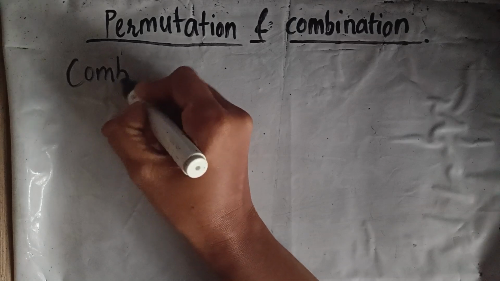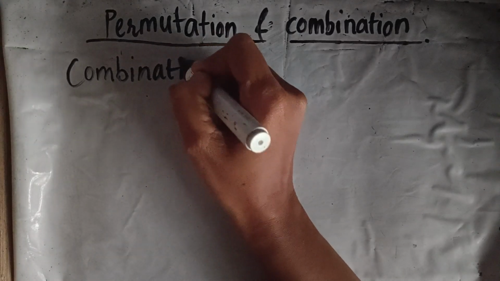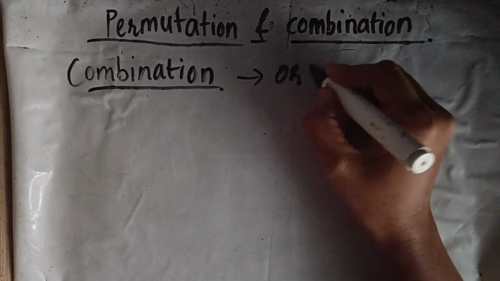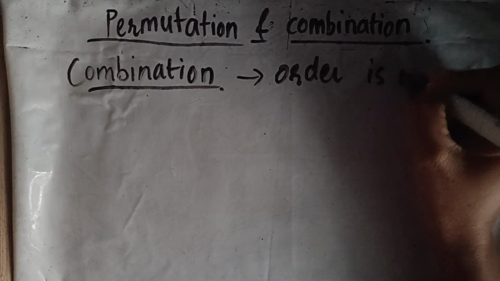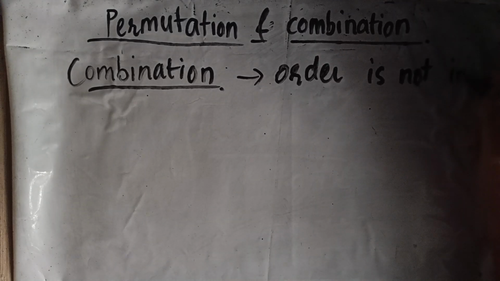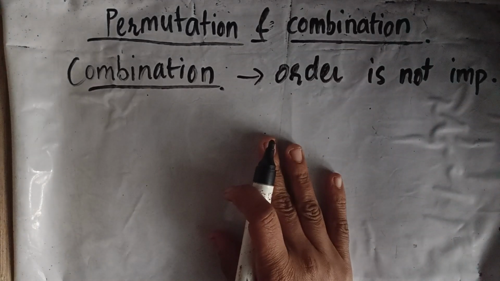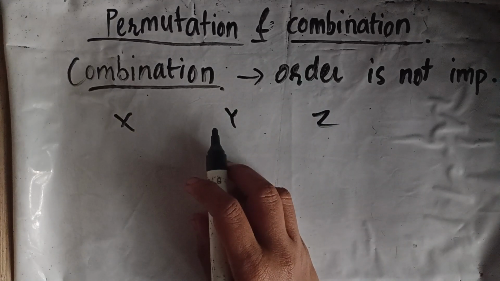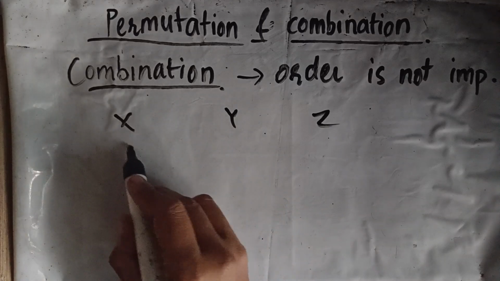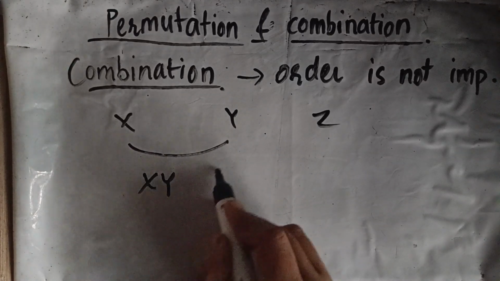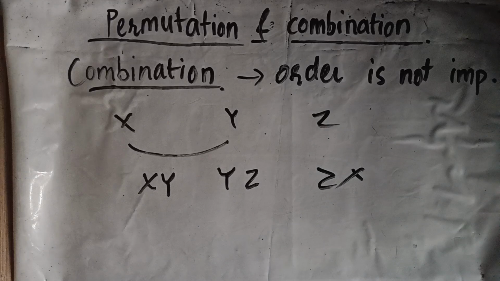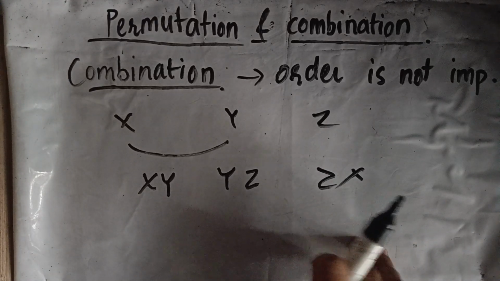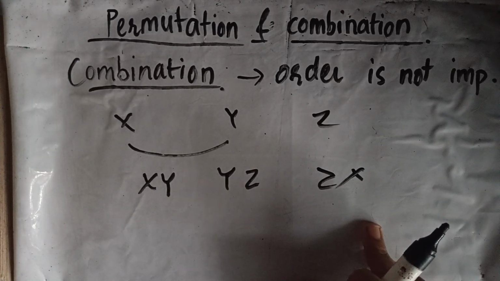So in combination, order is not important. Now if there are three things, say x, y, z, and we have to choose two things at a time. Then if I'm choosing x and y, then y and z, and then z and x, this selection is called a combination of three different objects taken two at a time.